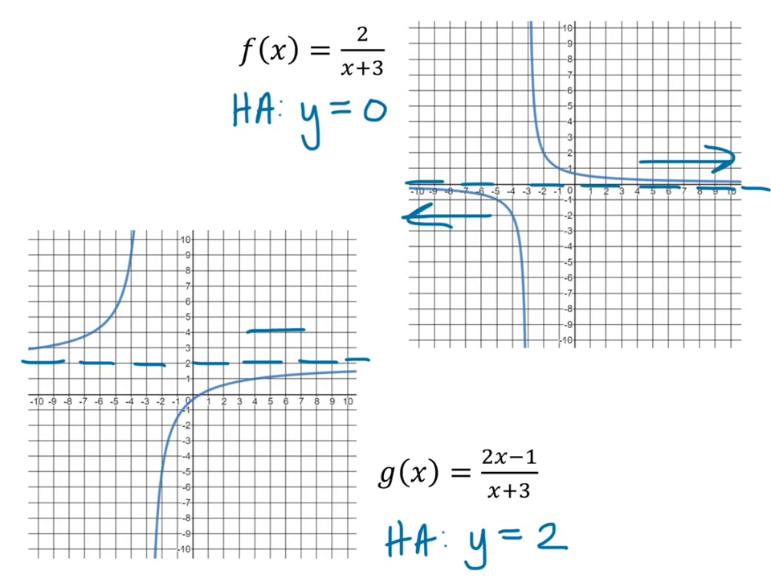And notice as x is going to positive infinity, we are approaching y equals 2. It is from a negative direction. And then to the left, it's also approaching 2, but in a positive direction. So we have the same horizontal asymptote on each side. That's what's important here.